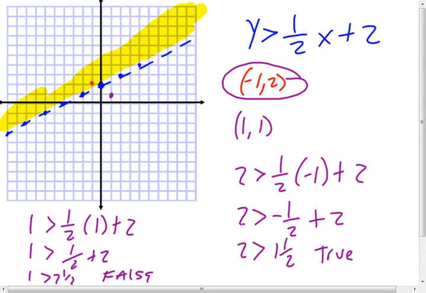Remember, do not touch the line because the points on the line don't count since it's dotted. It doesn't have an equals. Those points do not count as far as this graph goes. You want to get close to it, but not over it like I just did. So that's the graph of the inequality and gives you your half plane answer.